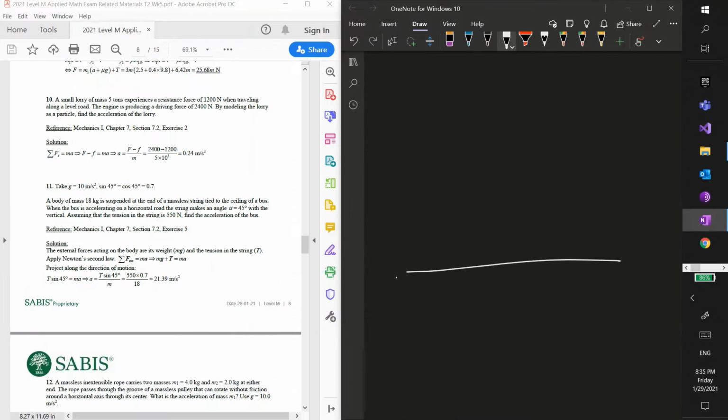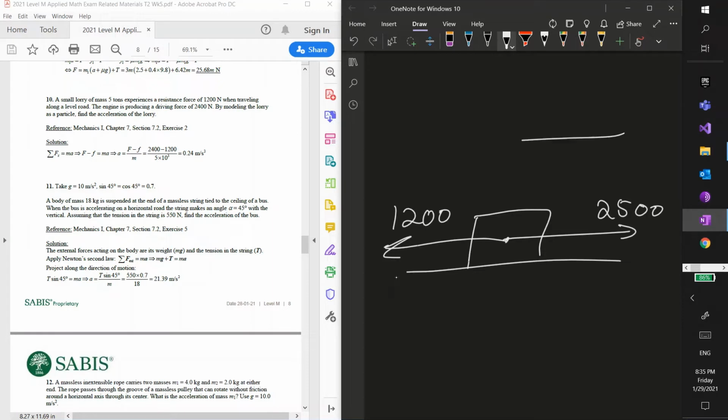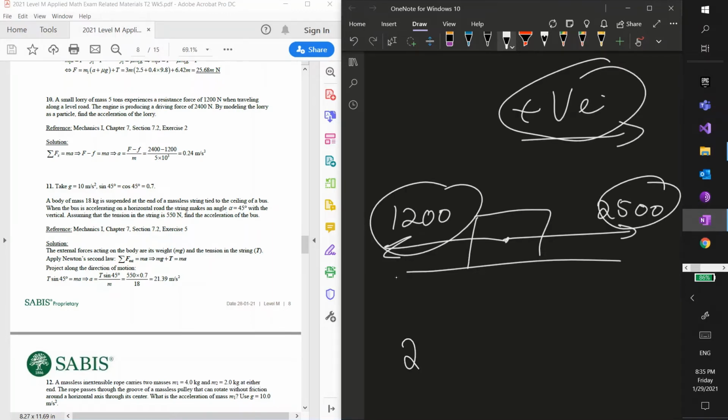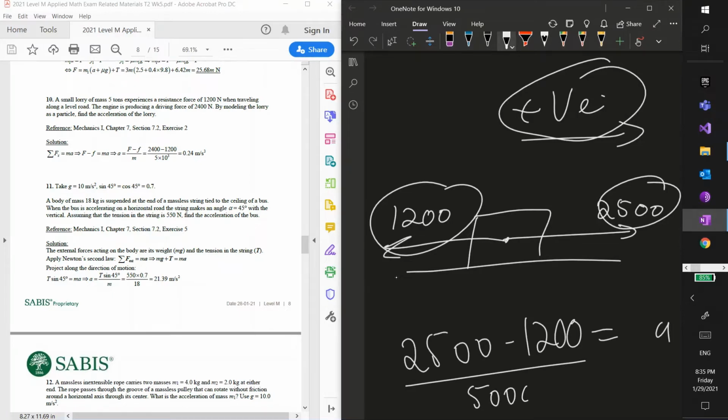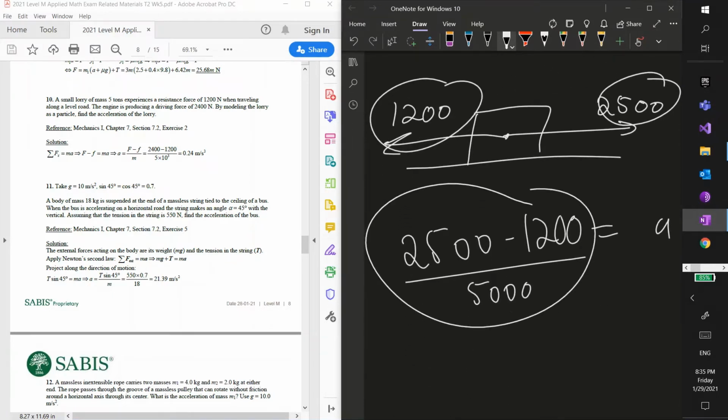Okay, so question 10. You have a lorry, and that lorry is moving to the right with a force of 2,500 from its engine and a frictional force of 1,200. Since it's moving to the right, the positive direction is to the right. This force is positive, this force is negative. And since there's an acceleration, because they want you to find the acceleration, we're going to be using Newton's second law, ma. You want to find the acceleration, so you divide by the mass. Your mass is 5 tons, meaning 5,000 kilograms. And that's your answer, which is this much.